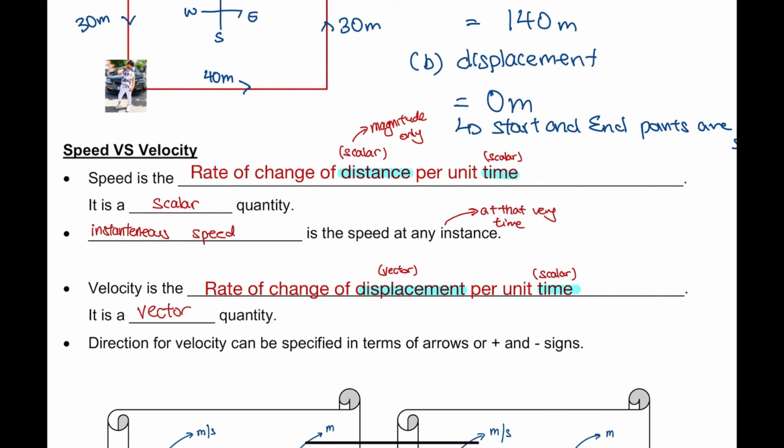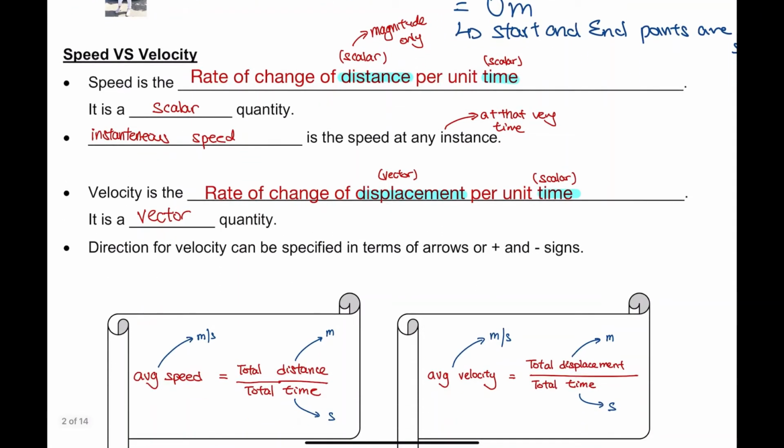Moving on to speed and velocity. Speed is the rate of change of distance per unit time. Distance down here is a scalar quantity. Time is also a scalar quantity. So because scalar and scalar, you get a scalar quantity. Therefore speed is a scalar quantity. The definition of instantaneous speed is the speed at the exact point in time.